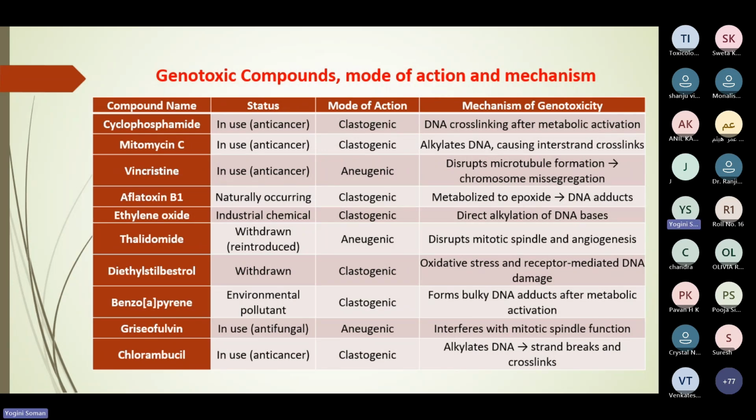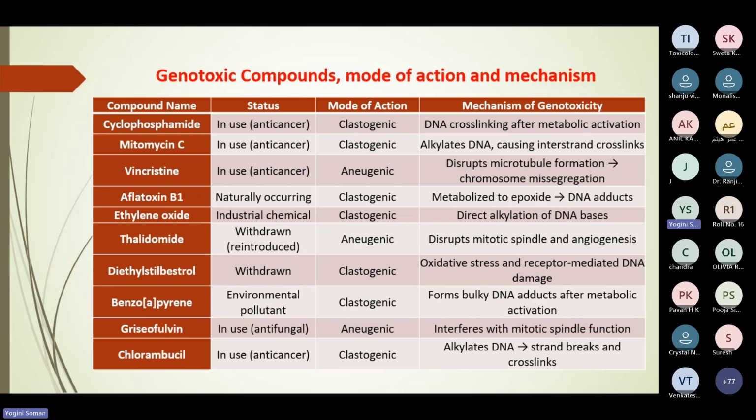From the DABT point of view, there are a few genotoxic compounds, and I have listed their modes of action and mechanisms in the table. The first compound is cyclophosphamide or cyclophosphamide monohydrate. Its current status is that it is currently in use in the market, and the mode of action is that the compound is clastogenic. So what is the mechanism of genotoxicity? DNA cross-linking after metabolic activation. So if we are using cyclophosphamide monohydrate as a positive control, there should be a metabolic activation system.